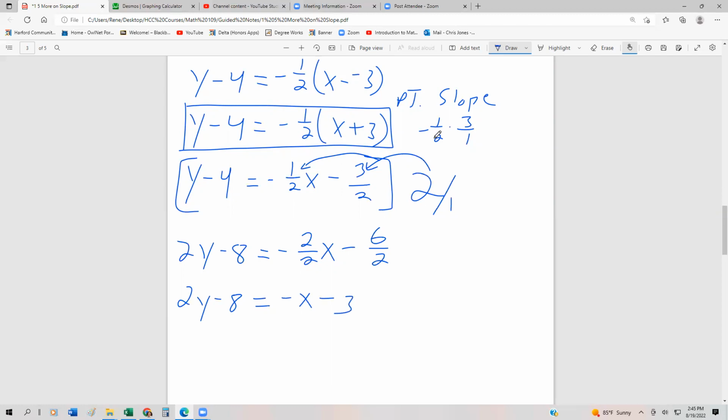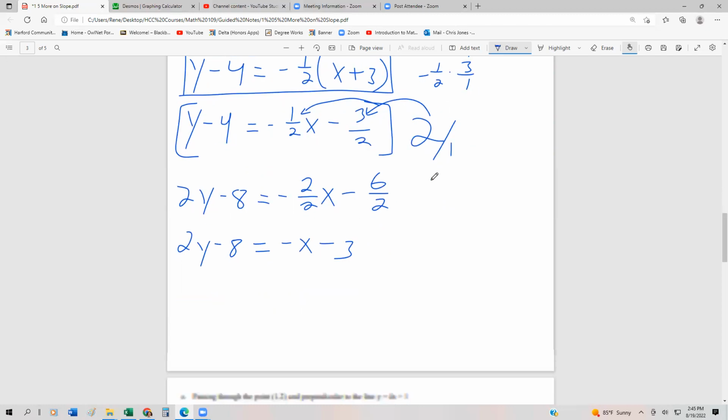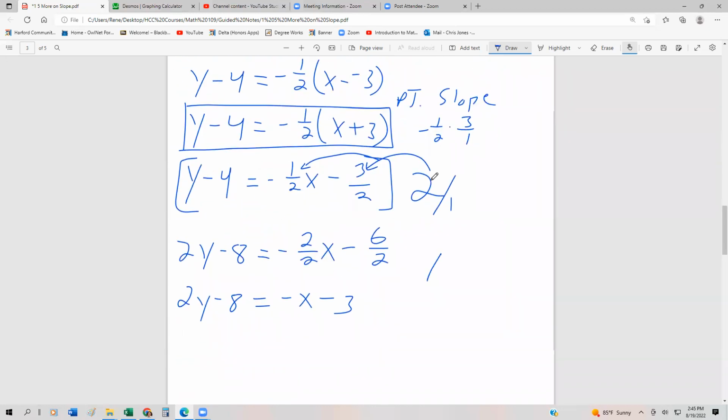And then finally, what we can do is move everything to the left-hand side, because remember, with the general form, we needed ax plus by plus c is equal to 0.